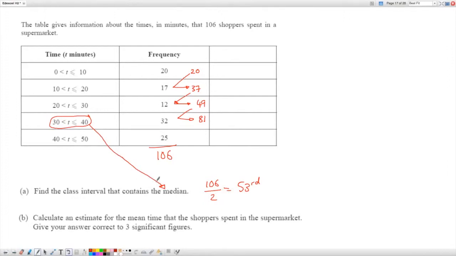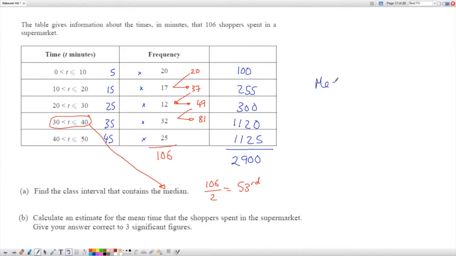We're then asked to estimate the mean. Give our answer correct to 3 significant figures. We don't know this, we're going to have to take the midpoint. So looking halfway between 0 and 10, we have 5, 15, 25, 35 and 45. Multiplying each of our midpoints with our frequency, the column is here ready for us, we have 100, 255, 300, 1120 and 1125. Adding up our total here, we have 2,900.